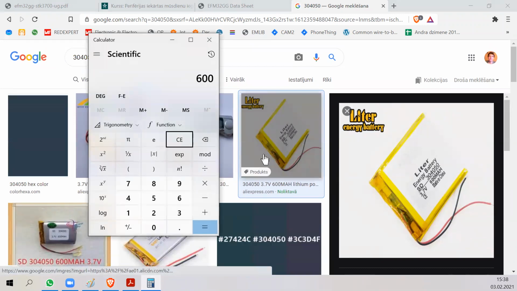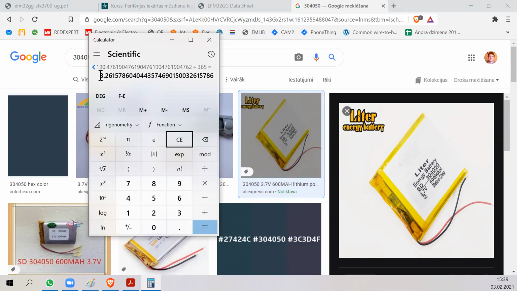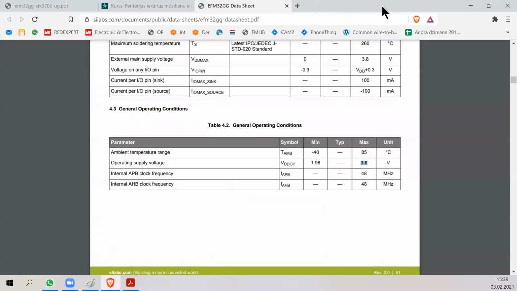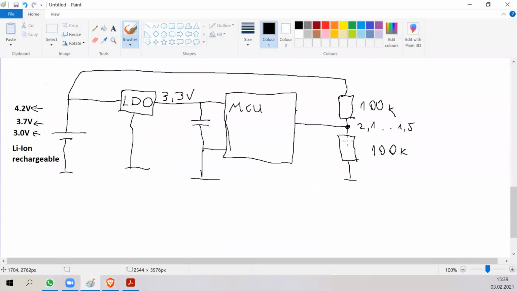So if we have 600 milliamp hours divided by 0.021 milliamps, we get that they work this many hours. Divided by 24 hours is this many days, and we divide it by 365. Theoretically, the device will work for 3 years until it drains the battery empty. But unfortunately, in reality, you maybe have more than one such resistor divider, and also the battery has a self-discharge, which is approximately 2% per month.